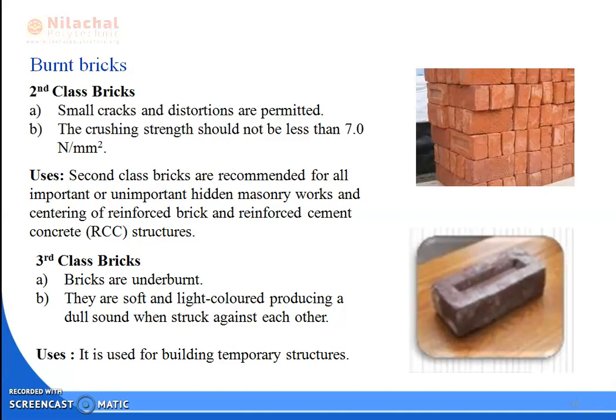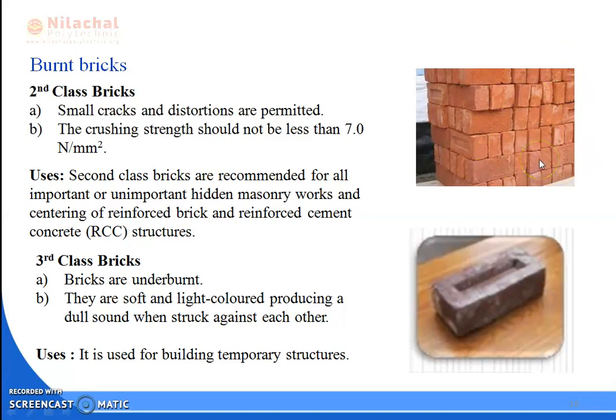In the first class brick, if we take two bricks and strike them against each other, then a metallic or ringing sound is produced. But here in second class brick, if we take two bricks and strike them against each other, it will produce a less ringing sound. So we can say that it is a second class brick. And you can see these bricks are mainly reddish in color.